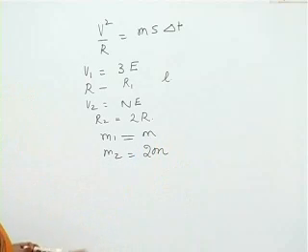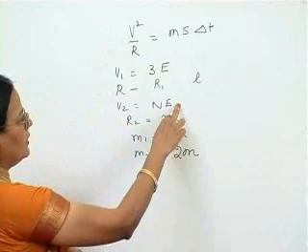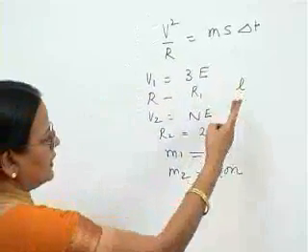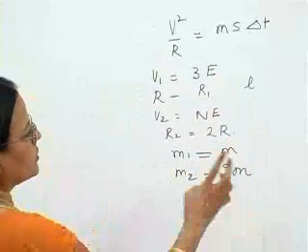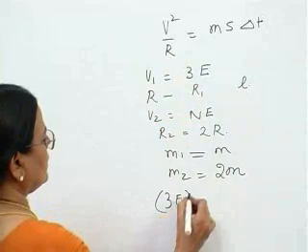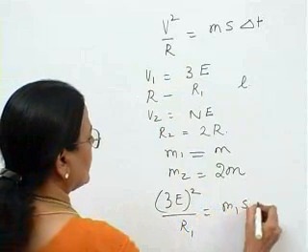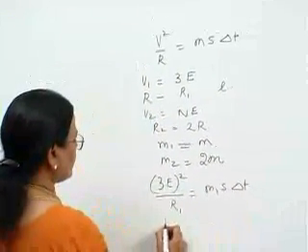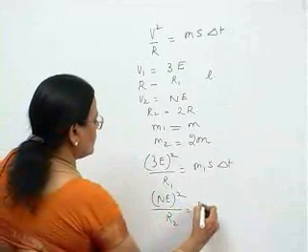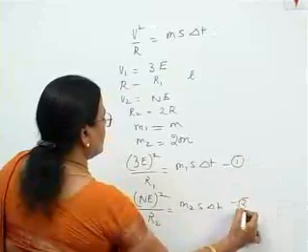So what all changes now? First case we are connecting 3 cells, so 3E. Second case we are connecting N cells, so Ne. First case the resistance is R proportional to L. We are doubling the length, so resistance becomes 2R, mass also becomes 2M. So now let us write 3E whole square by R1 equal to M1 s delta T, Ne whole square by R2 equal to M2 s delta T. We can take this as 1 and 2.